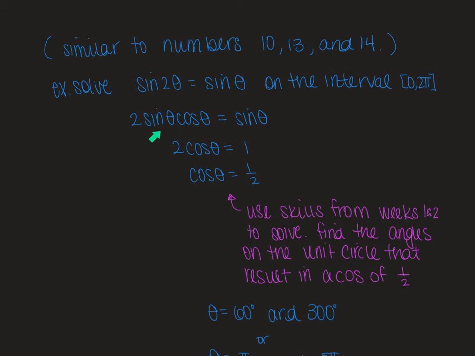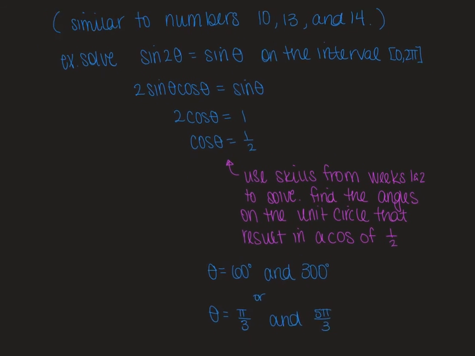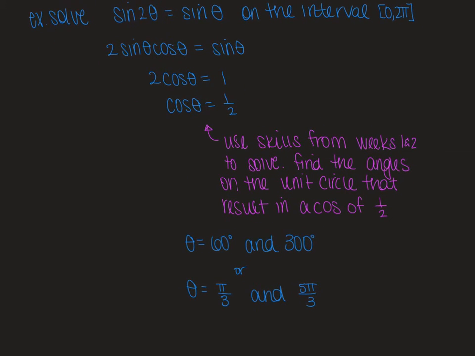So I divided by sine on both sides, which leaves us with cosine theta equals 1 divided by 2. And now it's that same idea from weeks 1 and 2, where I need to look at my unit circle and figure out what angle measure will give me 1/2 as a cosine. Look at your unit circle for which measures give you 1/2 as a cosine. It turns out it's either 60 degrees and 300, or you could also write it in radians, which is pi over 3 and 5 pi over 3.